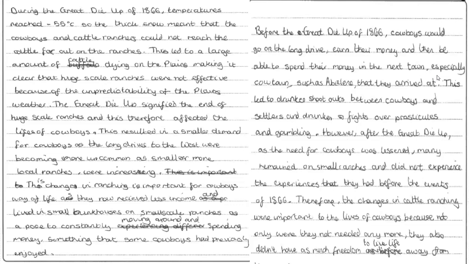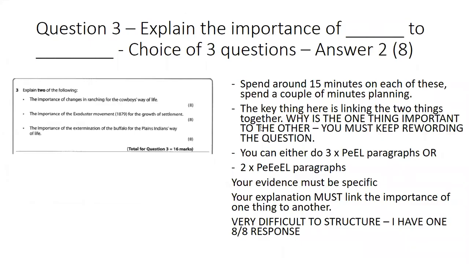Very clear response. 8 out of 8. It's got lots of knowledge, but more importantly, they reword the question at the end. Very clear, to the point. It shows they know their stuff about changes in ranching for the cowboy's way of life. The challenging thing with this question is you don't get any stimulus points. But my advice would be follow the structure that we've mentioned there, 3 PEEL paragraphs or 2 PEEL paragraphs. This candidate has actually gone down the 2 PEEL paragraphs, okay?